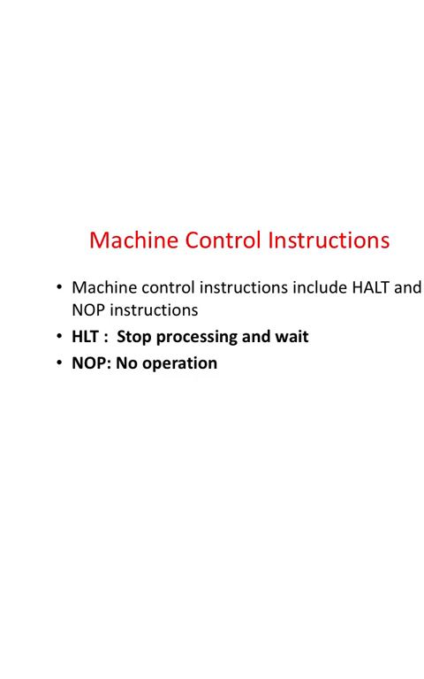Machine control instructions include the HALT and NOP instructions. HALT: stop processing, wait. NOP: no operation. These are the two operations it does.